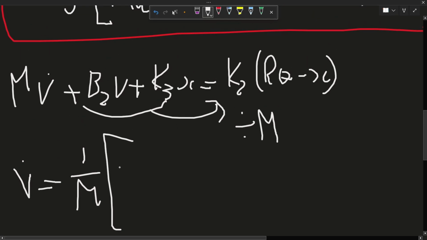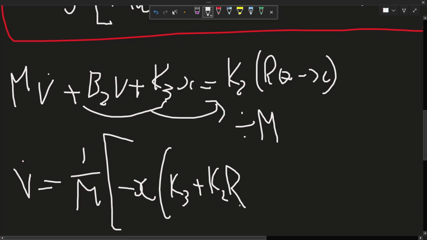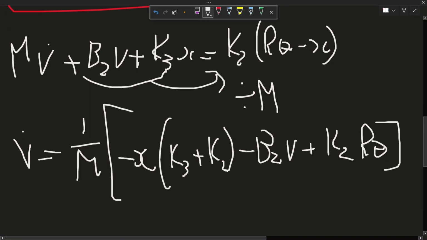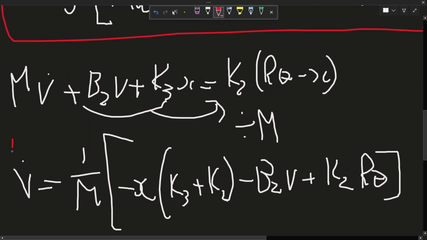I'm just going to factorize everything in my mind. You would get, hold on, negative x times k3 plus k2 r. Wait. No, sorry, not r. It's just k2. Negative b2 v plus k2 r theta. It's just basic algebra. It's nothing rocket science. You just have to follow this, and that's it. This is our last answer.